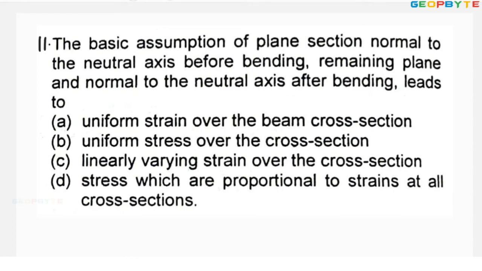Look at the problem. The basic assumption of a plane section normal to the neutral axis before bending remains plane and normal to the neutral axis after bending. That means the neutral axis does not go for deformation, leads to option A, uniform strain over the beam cross section. Absolutely correct.